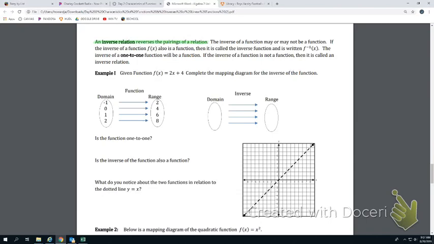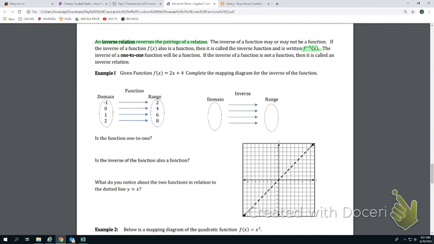Now this next part. The inverse of a function may or may not be a function. If the inverse of a function f of x also is a function, then it is called the inverse function and is written f of negative 1 of x. That just means this is the inverse of f of x. The inverse of a one-to-one function will be a function. If the inverse of a function is not a function, then it is called an inverse relation.